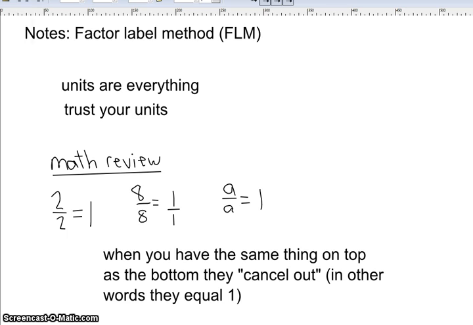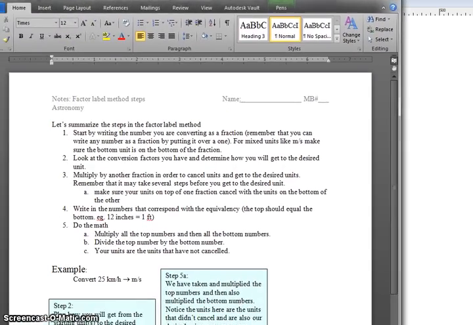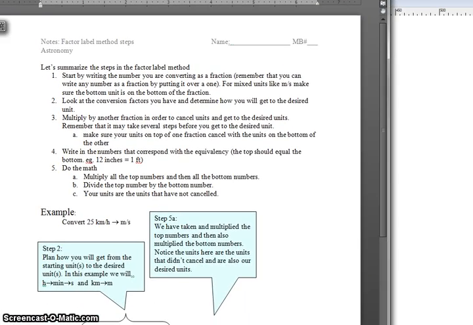Alright, so as we continue, I'm also going to direct your attention to the notes that you should have in front of you. These are the actual steps that we're going to use to do factor label method. I'm going to take you through, and as we actually do an example here, I'm going to reference these steps. So it would be handy to have your factor label method steps notes handy as we work through this together.